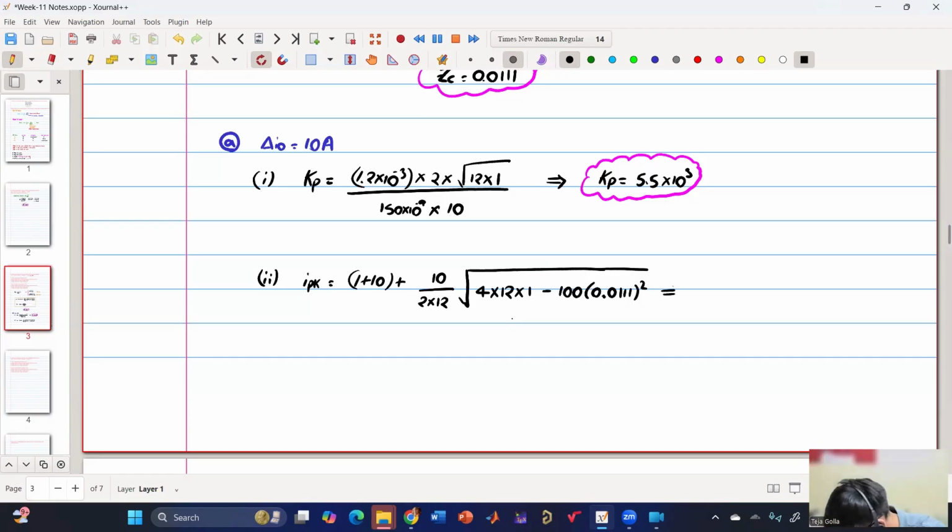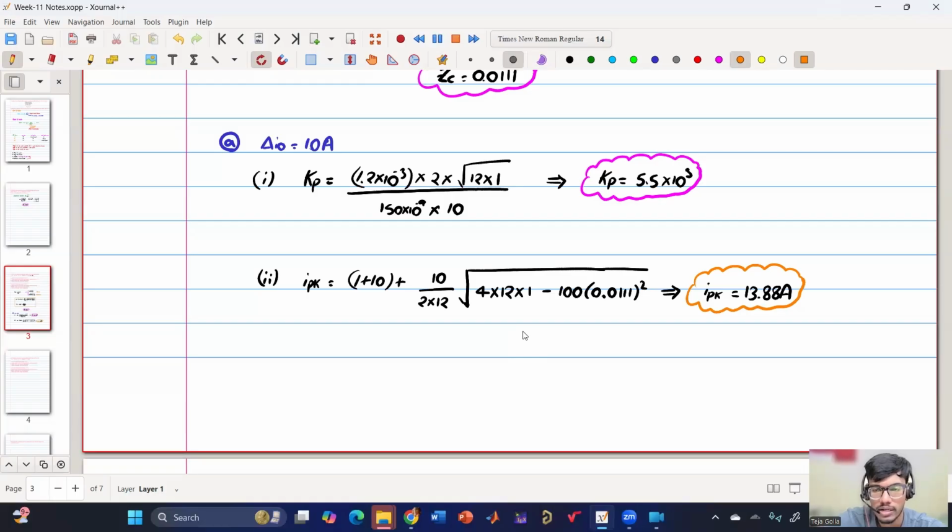Very good, so I peak is matching: 13.88 amperes. If we use these gains, assuming it is practically implementable, for a 10 ampere load transient we get a peak current of 13.88 amperes. That is more or less close to 10 amperes, so it should not damage any switches or inductors. But we have to go through the data sheet and check whether they can sustain this current. Else we have to choose higher rated components.